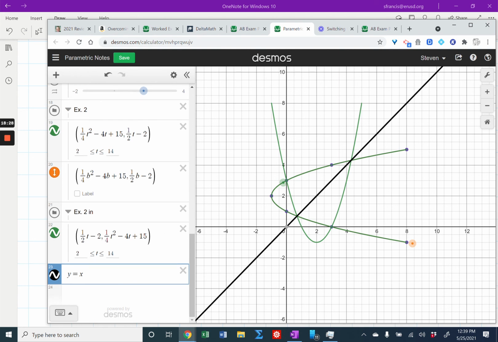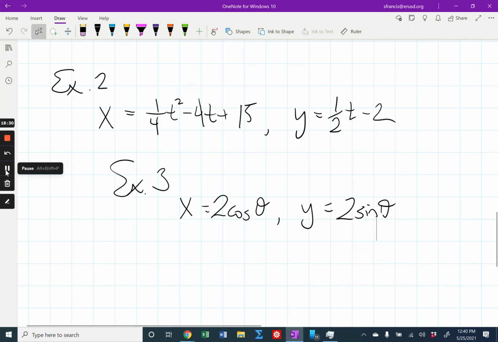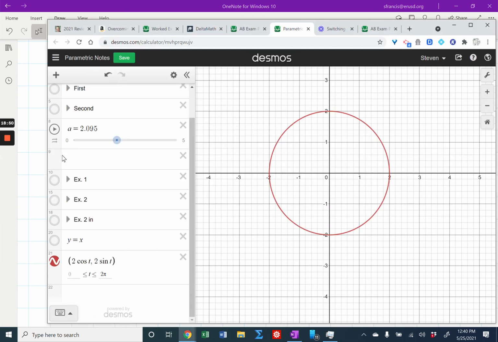All right, here's another example. Sometimes we use theta, an angle measure, as our parameter. So what would the graph of this set of parametric equations look like? 2 cosine theta for x and 2 sine theta for y. Well, let's go take a look. There it is. It's a circle. It's a circle of radius 2 centered at the origin.